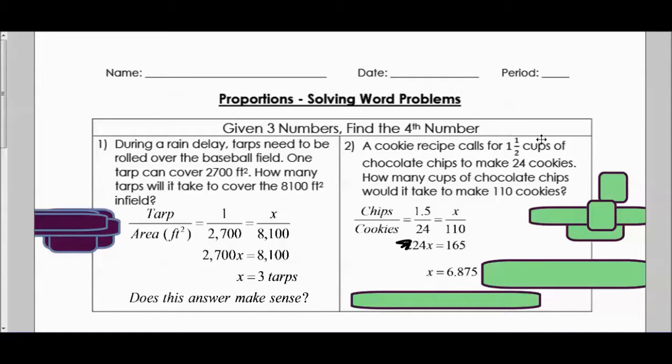Most of the time, if the word problem is going to give us a fraction, the answers are also going to be fractions. Also, when we're talking about a recipe, if we're talking about cups, that's really going to be a fraction also. That's not going to be a decimal.